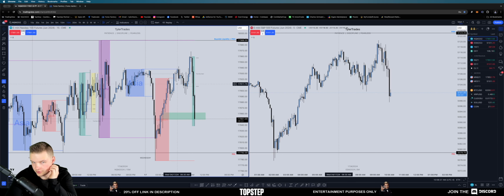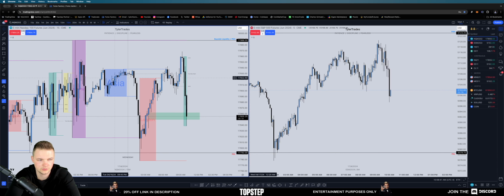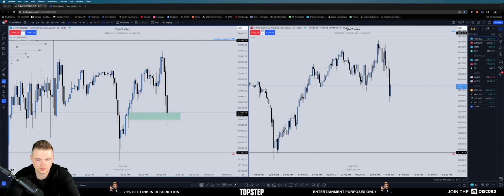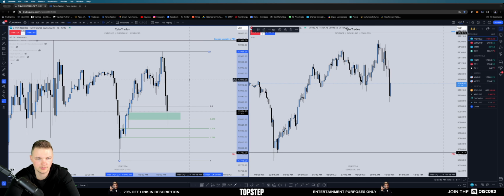In terms of power of 3, this is how I'm viewing it, at least. Accumulation in Asia, manipulation in London, and then looking for a distribution higher in New York. Little deeper retracement than I expected, though, I will admit. Looks like we got a little OTE going on here.